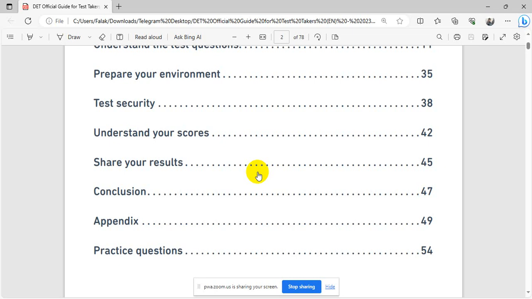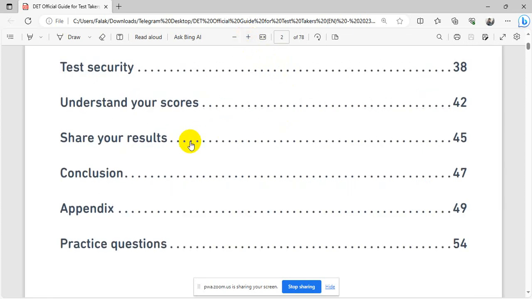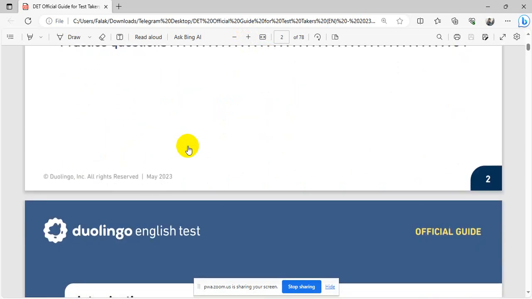In the understand your scores part, we will dig into the different scores they give for different parts. For example, from the production, from the reading parts, from the listenings, and from all other parts that you have on the test. How do they really give you scores? It means we will dig into the rubrics and the ways they score you, and then share your results. In the topic of share your results, we will dig into the ways of sending the result of your test to different universities and institutions around the world. And then we have the conclusion of the book with appendix and practice questions.